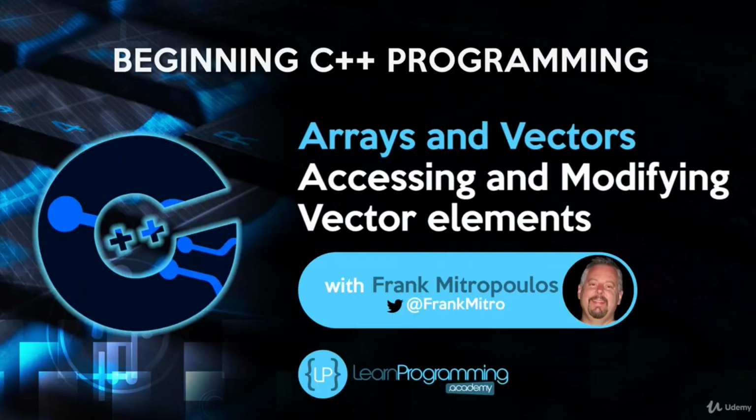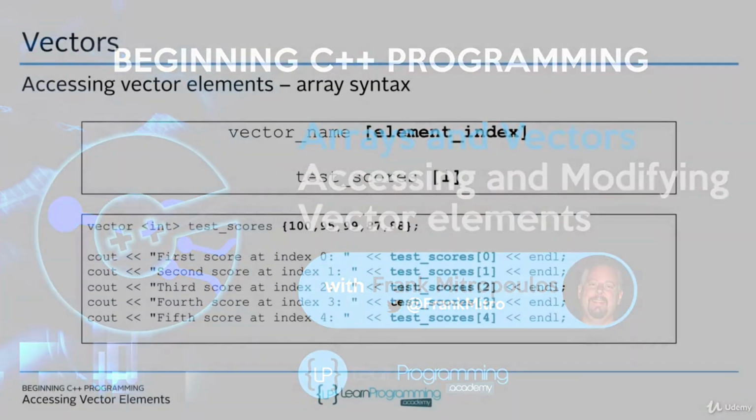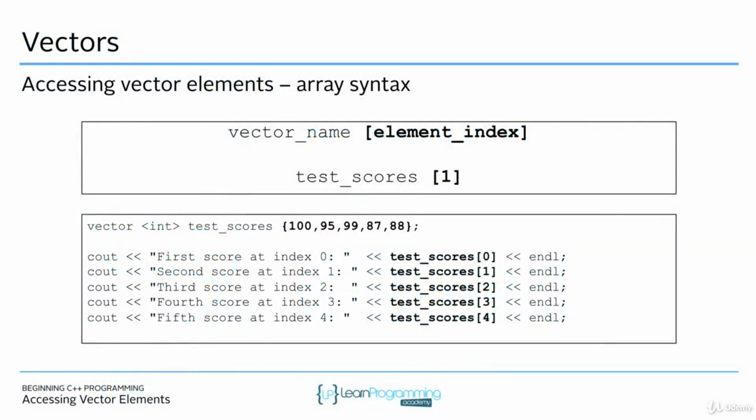In this video, we'll look at the syntax for accessing individual vector elements. The first way to access vector elements is to use the array syntax we've already learned, using the subscript operator. That's the square brackets. We use the name of the vector followed by the square brackets with the index of the vector element we want inside the square brackets. For example, test scores sub 1 refers to the element at index 1 in the test scores vector. In the code example at the bottom, you can see that the syntax is exactly as it was for arrays.